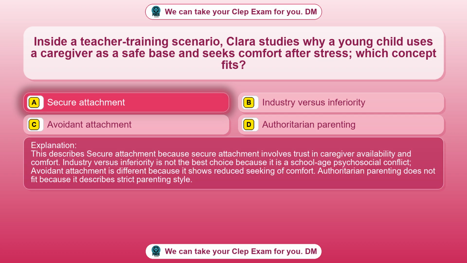This describes secure attachment because secure attachment involves trust in caregiver availability and comfort. Industry versus inferiority is not the best choice because it is a school-age psychosocial conflict. Avoidant attachment is different because it shows reduced seeking of comfort. Authoritarian parenting does not fit because it describes strict parenting style.